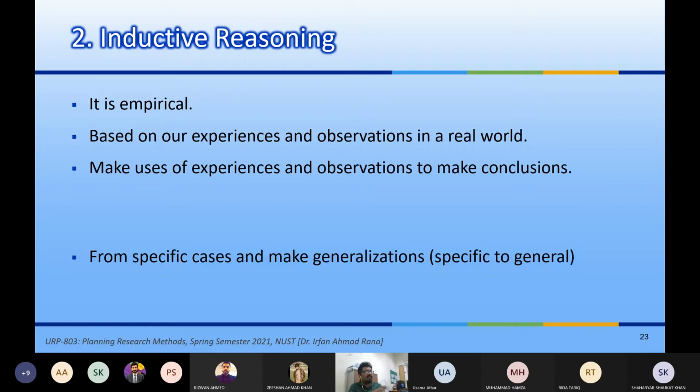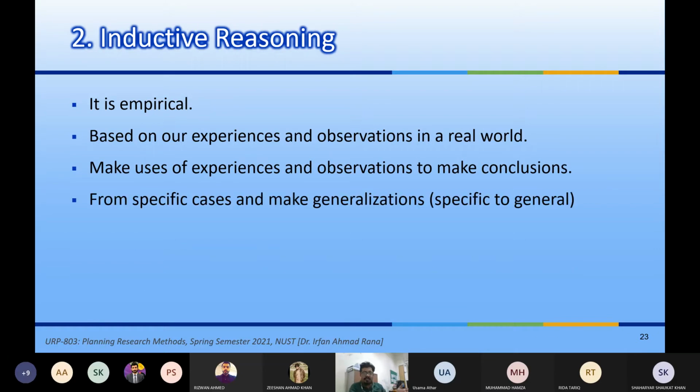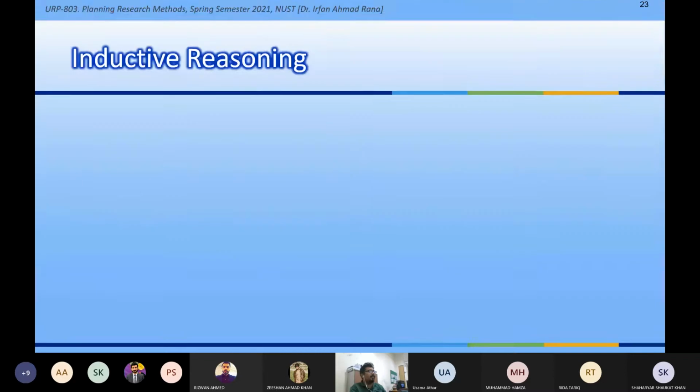We make observations based on experiences, and we go from specific to general. In deductive reasoning, we went from general to specific, and in inductive reasoning, we go from specific things to more generic things.